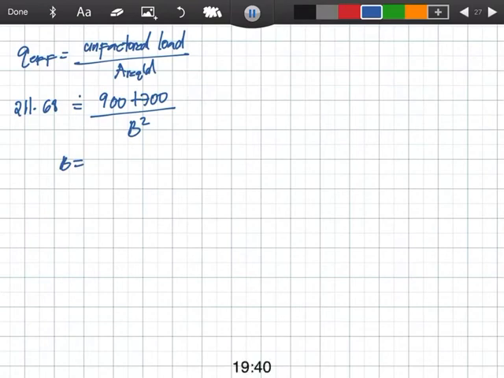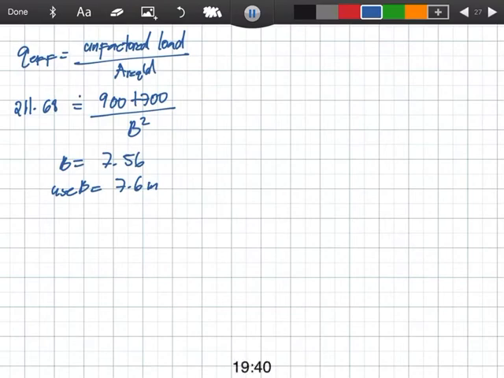900 plus 700 over 211.68. Effective required width is 7.56. So use, taasan natin 7.6 meter, use B. Kung ang required niya ay 7.56, dapat mas mataas dyan yung gagamitin mo. Hindi pwedeng ang required niya is 7.56, tapos ang gagamitin mong B is 7. So, it should be greater than 7.56. Pwede mong gawing 8, pwede namang 7.6 na lang. Pasado naman siya, di ba?